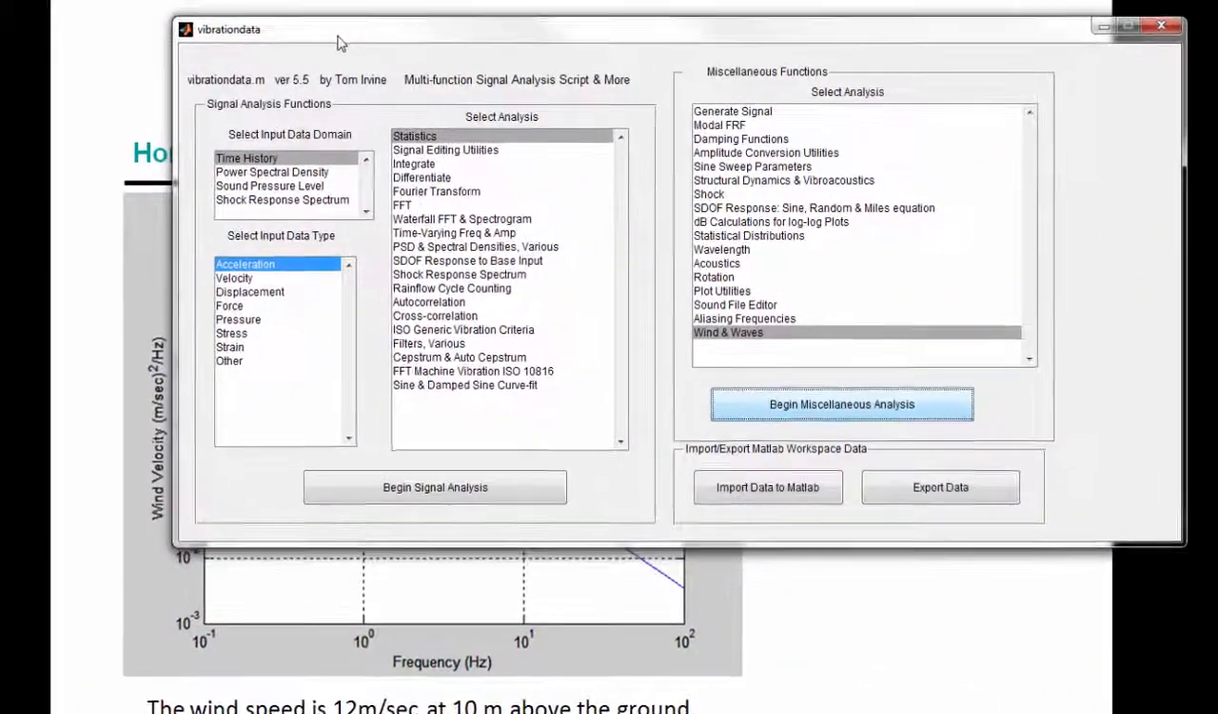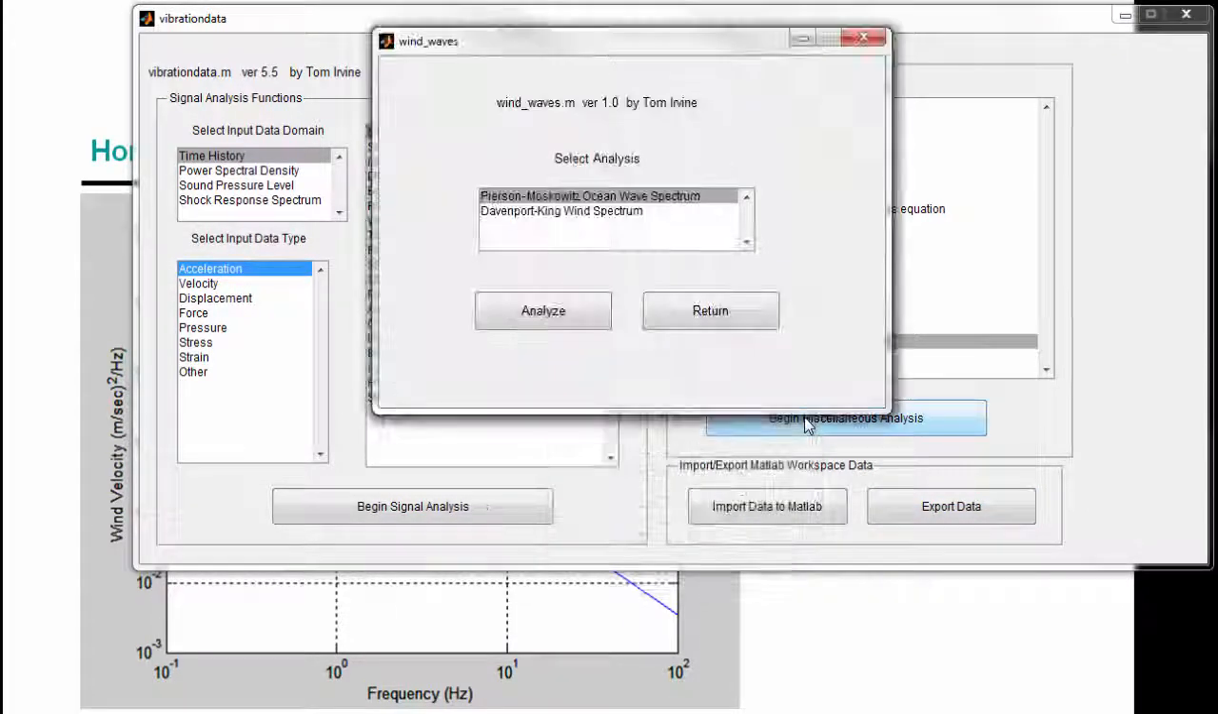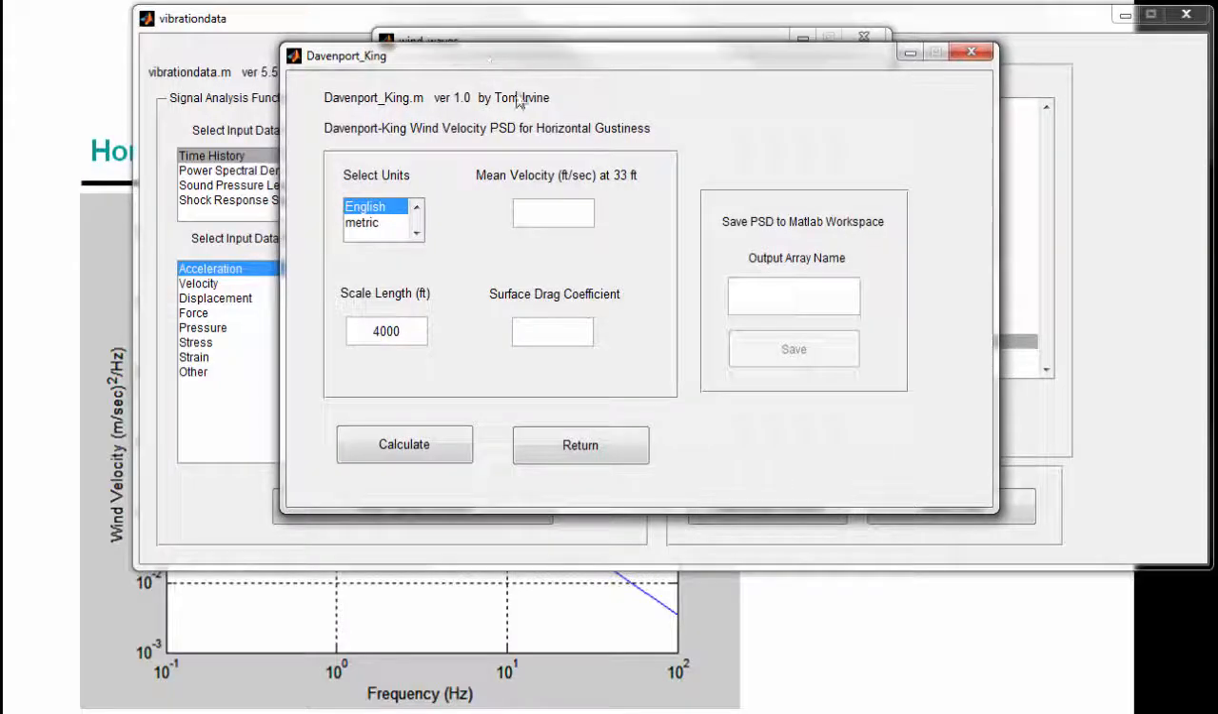So let's go back to our vibration data GUI package, and let's go to the wind and waves. And we're going to do a Davenport-King wind spectrum. This is a little bit different in that we can select our units. Let's go ahead and do metric units. And let's just say we have, I don't know, 20 meters per second. That's the mean wind velocity at a height of 10 meters above the ground.